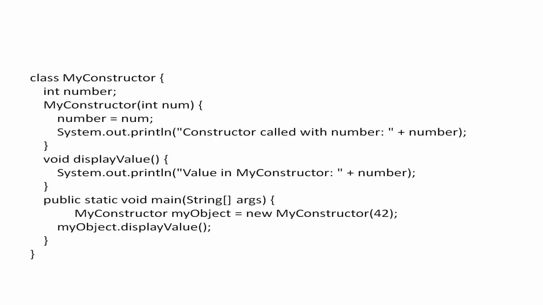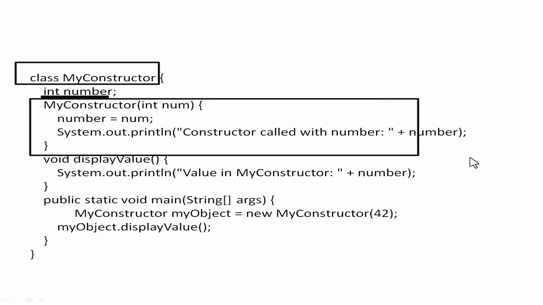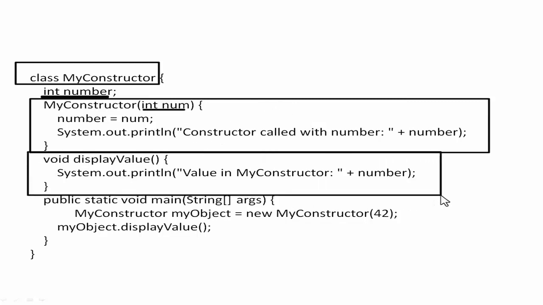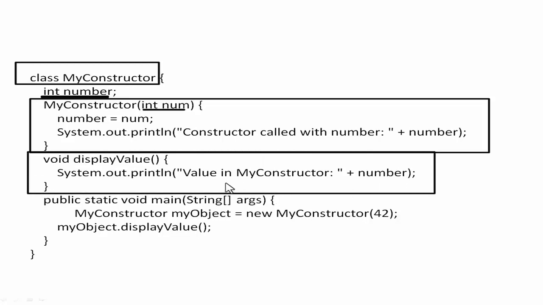Consider MyConstructor as the name of the class. Here you define an integer number, and here you have declared a method MyConstructor. MyConstructor(int number) is going to accept one integer parameter. Next you have declared a void displayValue, which is going to display the number of MyConstructor.